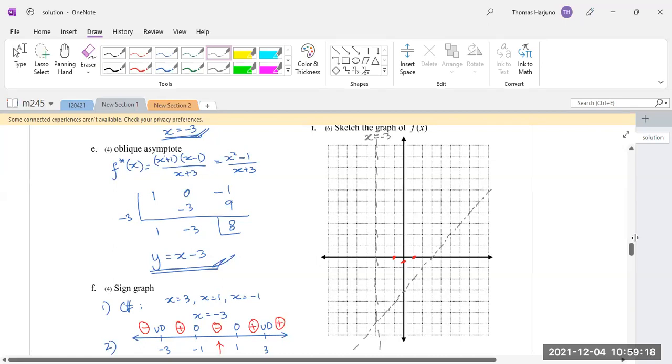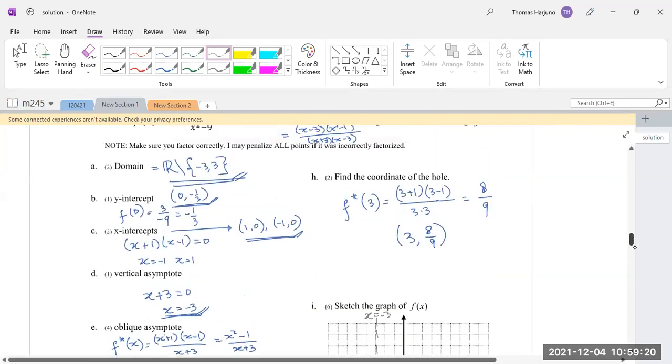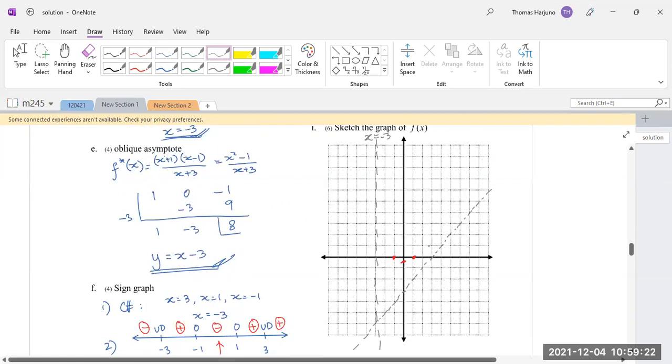We have a hole at (3, 8/9). 1, 2, 3, 8 over 9. So we have a hole here. So the graph will go through that hole, of course, not including that hole. Okay, so the graph later on, when I pull that, it will look like this.